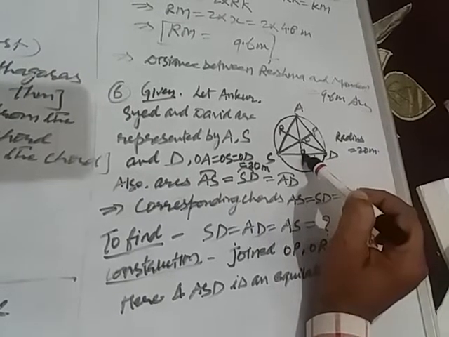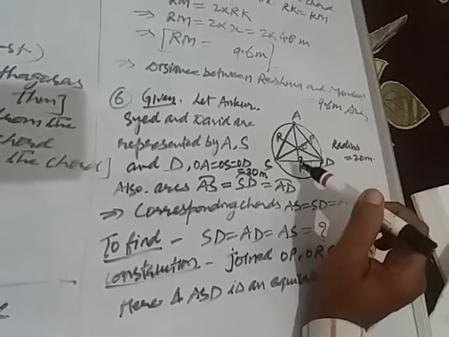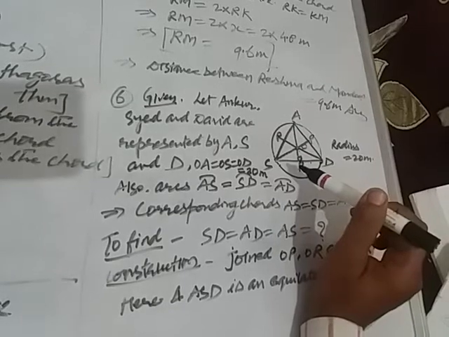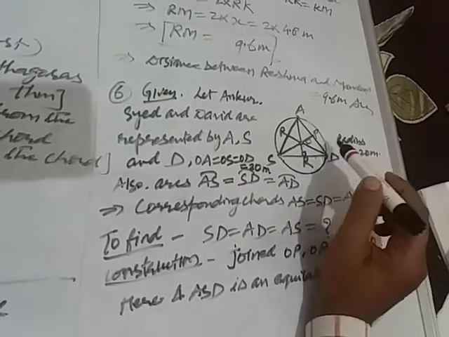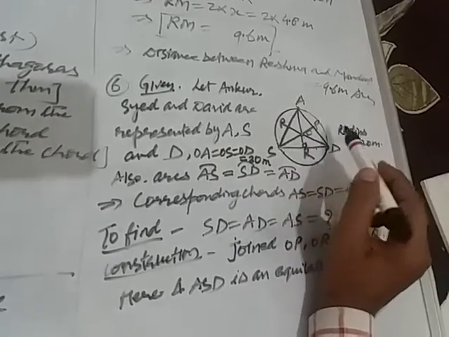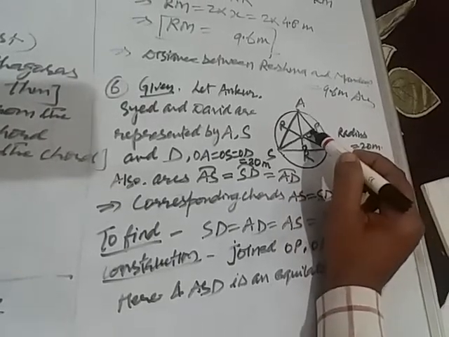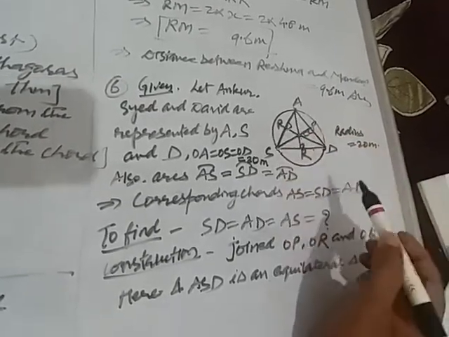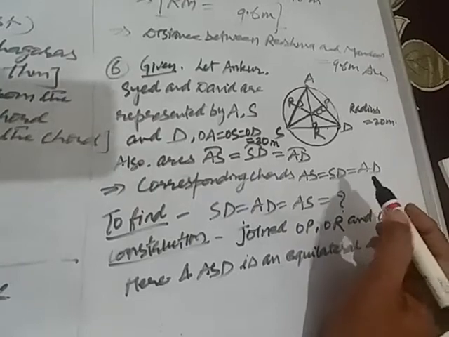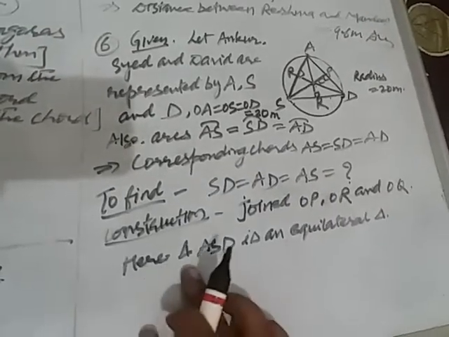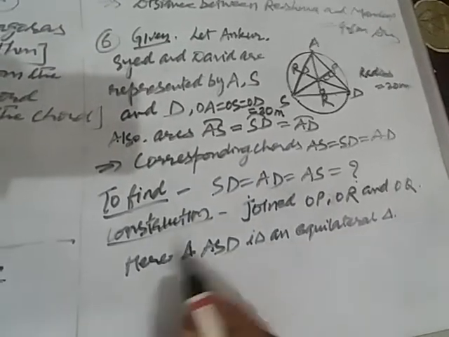Okay, that is called median and what? Median and perpendicular height. Clear? Both are altitude. Clear? Both are the same in an equilateral triangle. Okay children, here this is 90 degrees, this is 90 degrees, this is 90, which means they are medians also. Clear? This triangle ASD is an equilateral triangle.